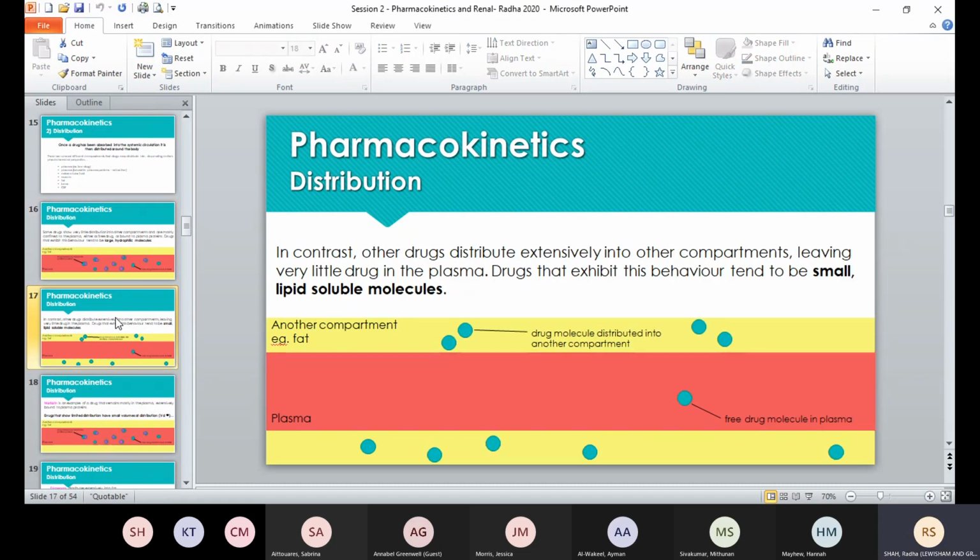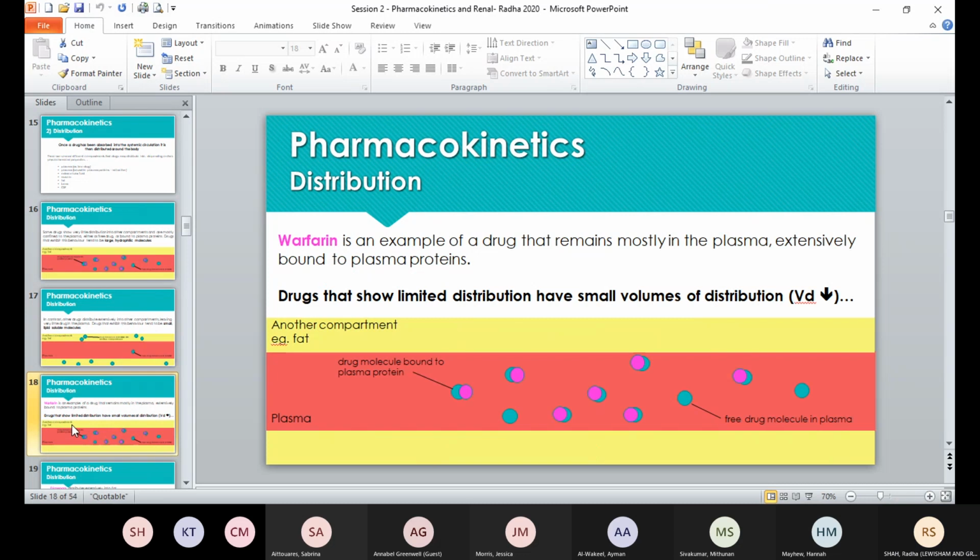In contrast, you have other drugs which quite like to be in the fatty compartments. This leaves very little drug in the actual plasma. Drugs that exhibit this behavior tend to be quite small, lipid-soluble molecules, so they're quite the opposite to the other molecules. Then this is an example of warfarin. It's an example of a drug that remains within the plasma and extensively binds to plasma proteins, usually albumin.